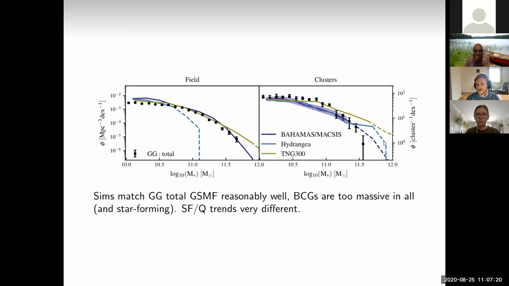And what I'm finding is that in all three simulations, they are both too massive to different extents. TNG seems to suffer the most from that. And also they're all star forming. Almost by definition, if it's a BCG in a cluster, it seems to be star forming, which suggests that there is some unphysical cooling, gas injection, something going on that doesn't stop star formation in the BCGs. That's something to possibly look at in the future.